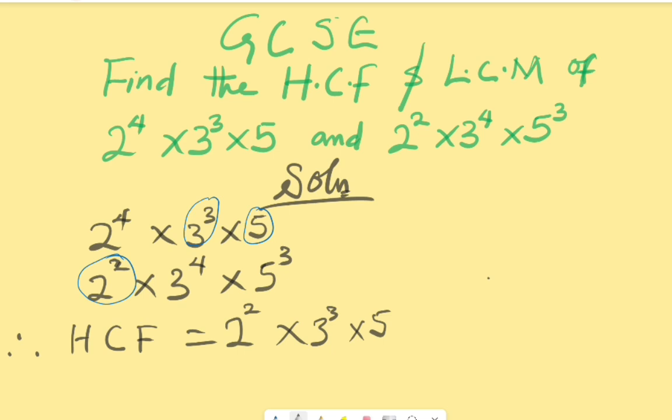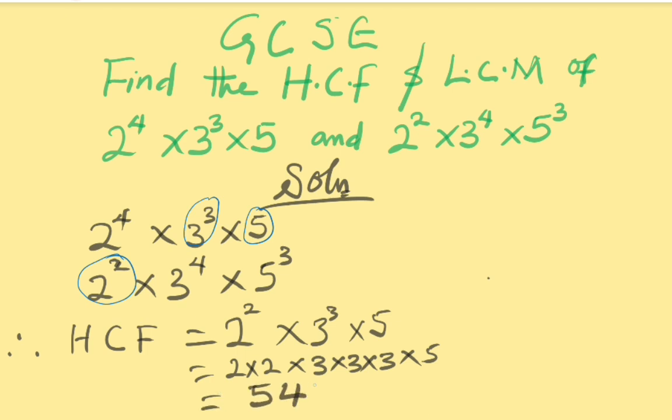Then if we expand this, it will give us 2 times 2 times 3 times 3 times 3 times 5. And when we multiply, we have 540 as the answer. Then we consider LCM.